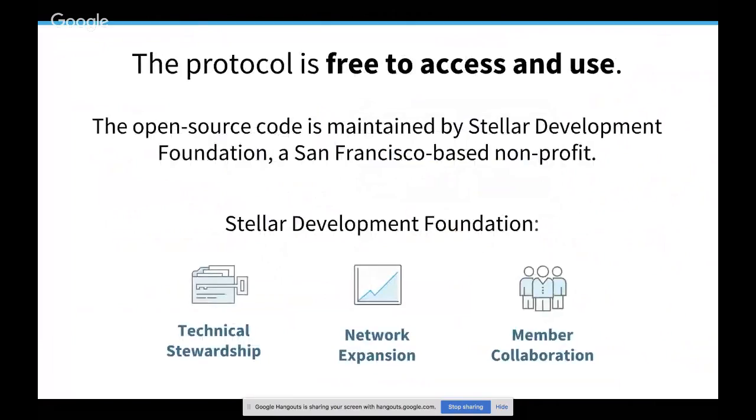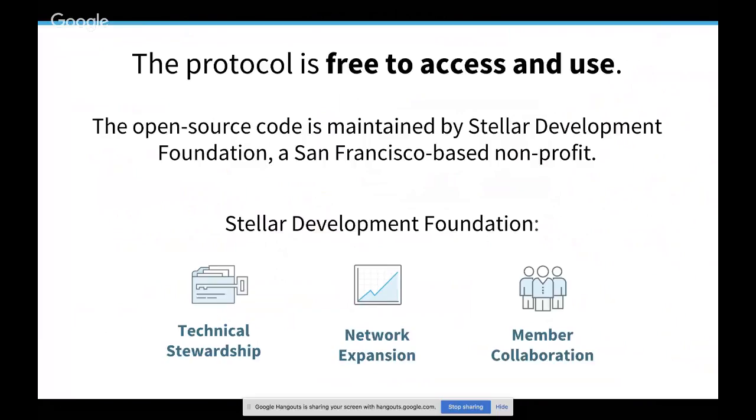So a couple other things. The Stellar protocol is free to access and use. As mentioned, it's open source. It's also overseen by a nonprofit, which is the Stellar Development Foundation. That's where both Rob and I work. Stellar Development Foundation has been around for about 4 years. It's based in San Francisco, and our 3 core goals are technical stewardship.